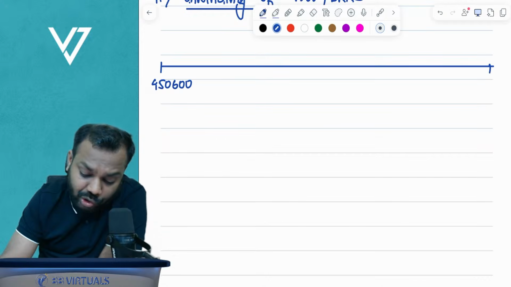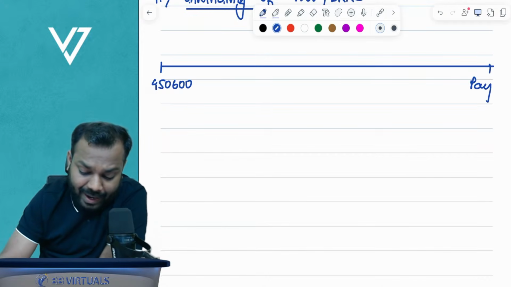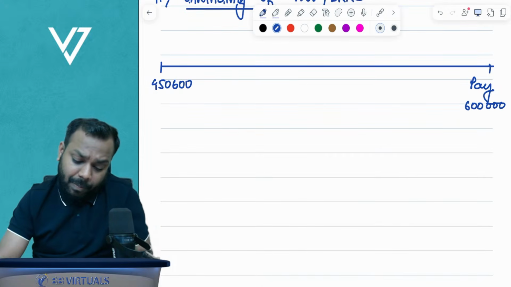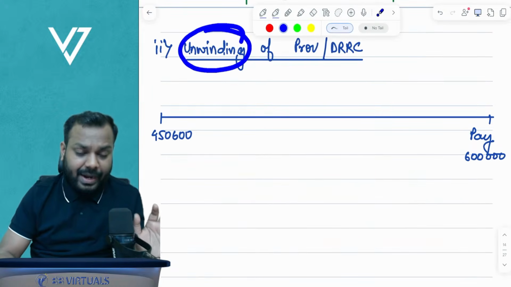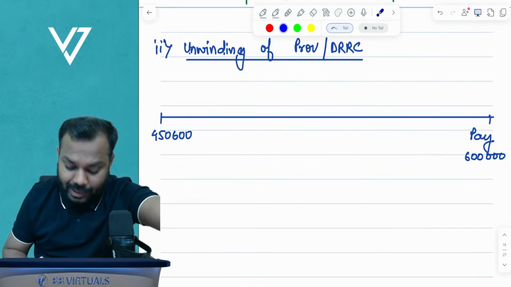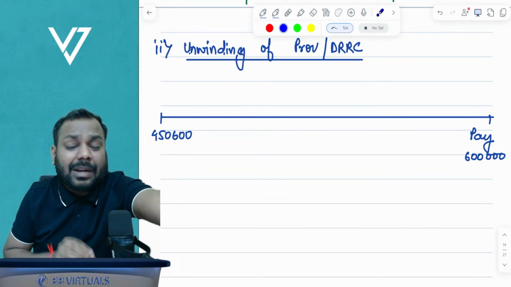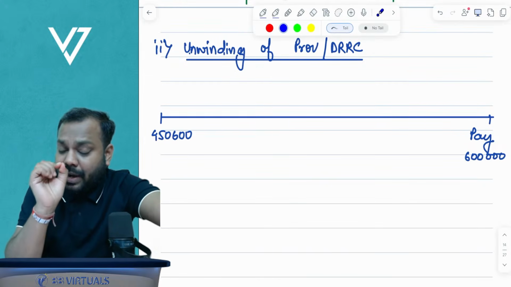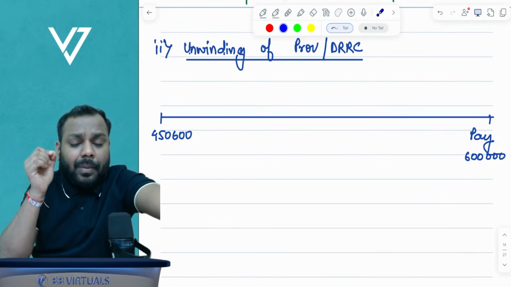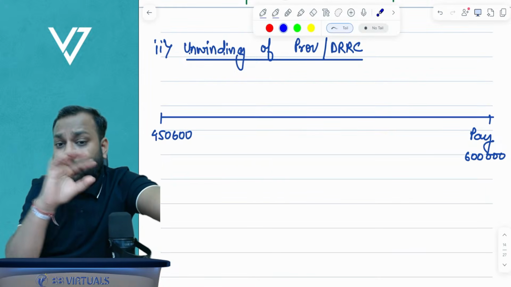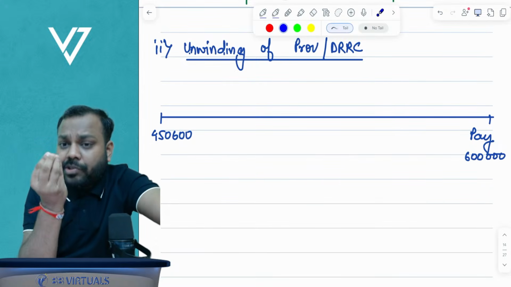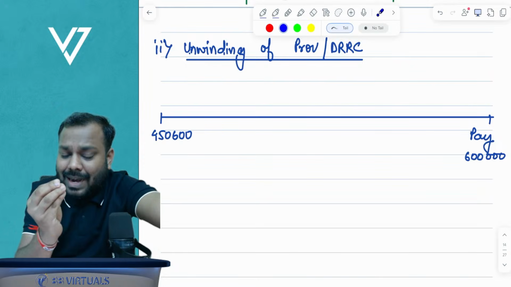But tell me how much you have to pay. You have to pay 600,000. I will discuss the meaning of unwinding, but first of all, can you interpret this 450600? It is very crucial, and it will be applicable not only for this chapter, not only for SBR, not only for ACCA, but throughout the journey. No one will discuss all these small things, but it is very much required for your knowledge. Please understand the meaning of it.